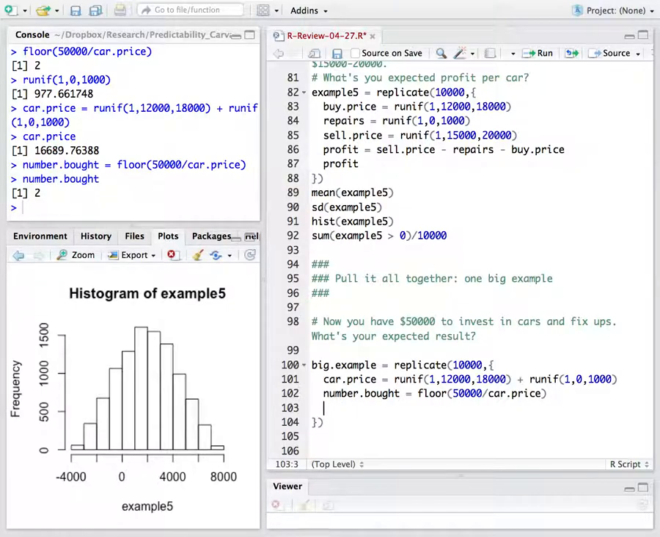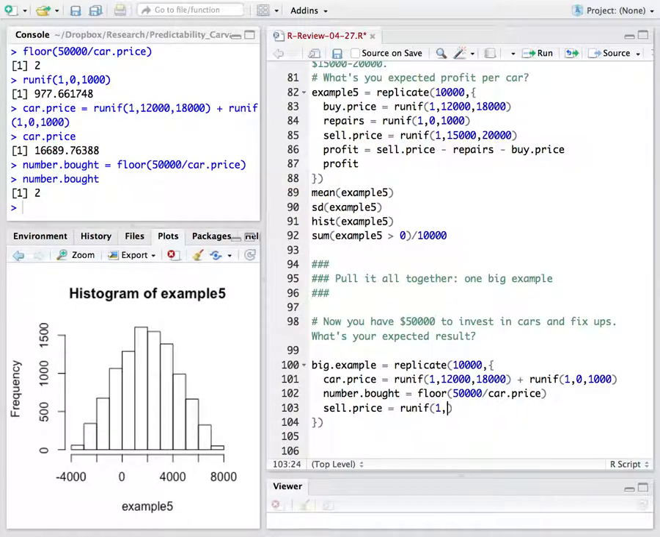Han, what would you do next? Sell the cars. Yeah, it's hard to generate a profit if you just have cars sitting there. All right, so we need a sell price, right? So if we look back up here, we found out our buy price, we repaired the cars, and then we can sell them for a certain price. We assume we have sufficient demand for whatever price we choose in this case.